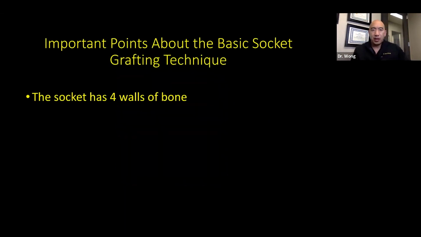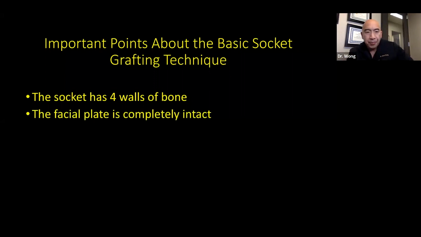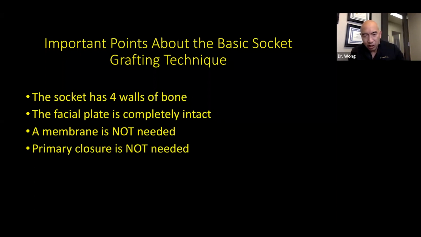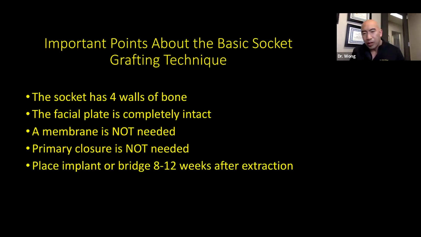So important points about the basic socket grafting technique: it has 4 walls of bone. The facial plate is completely intact. That's why you put your probe in the socket, to make sure that facial plate's intact. Once again, a membrane is not needed, but if it makes you feel weird not to put anything over those particles, then just use a little collagen strip there. You don't need primary closure, and you can place your implant or your bridge 8 to 12 weeks after the extraction.